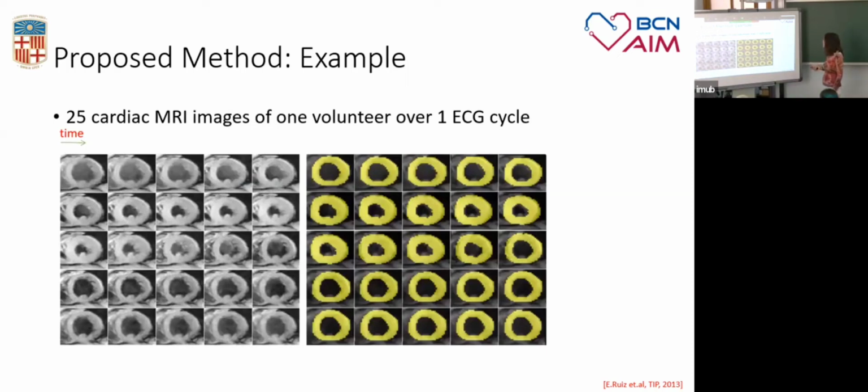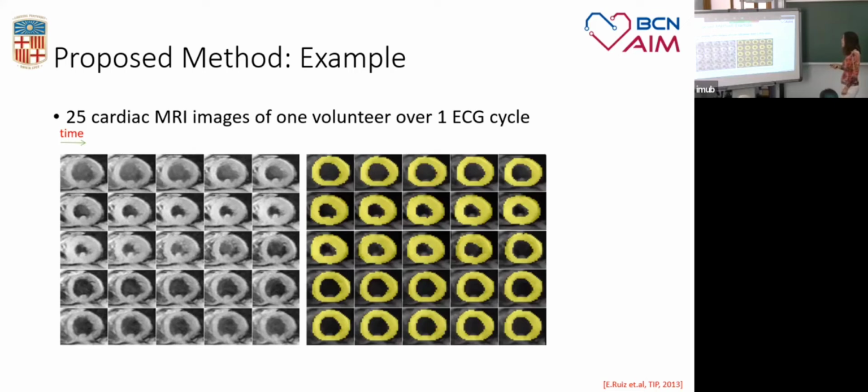So let's see some examples that are using this method. As I said, the original method doesn't have shape priors. We need to reformulate it, and this is what I did for my thesis. So I incorporated the shape prior into the solution, and some examples of results that I got with this method, changing the formulation, were quite good.